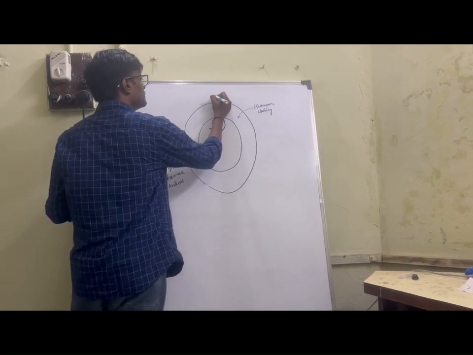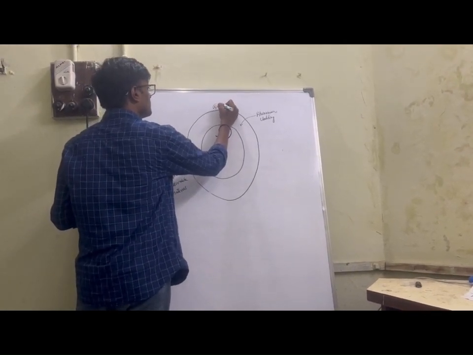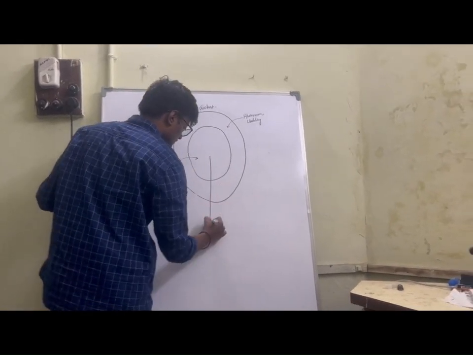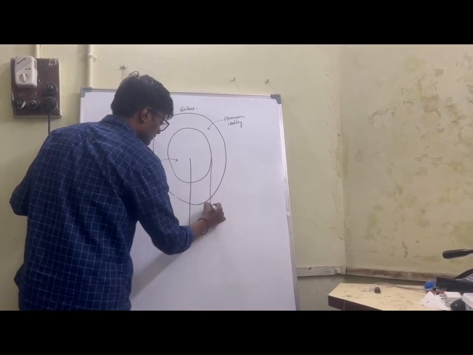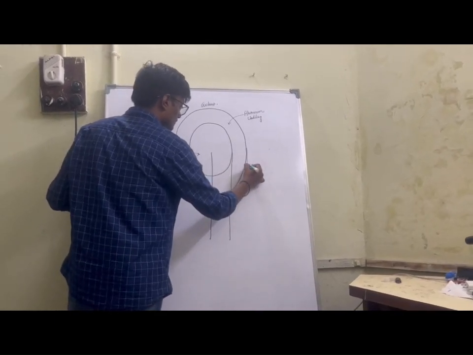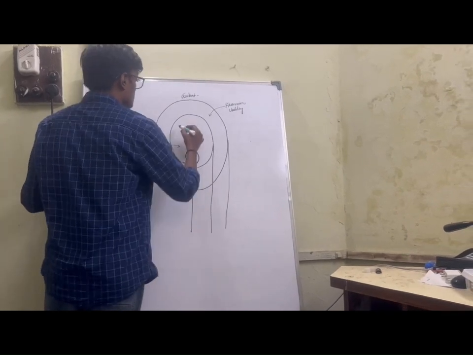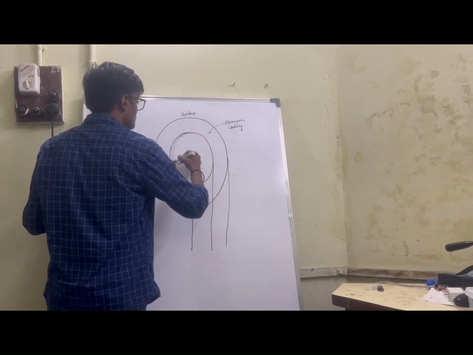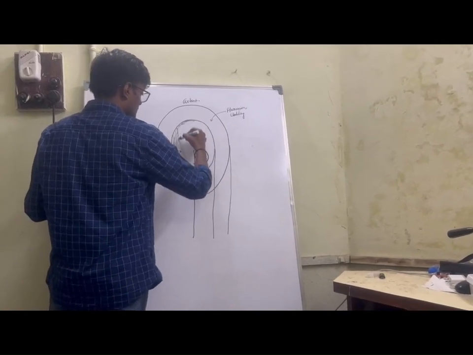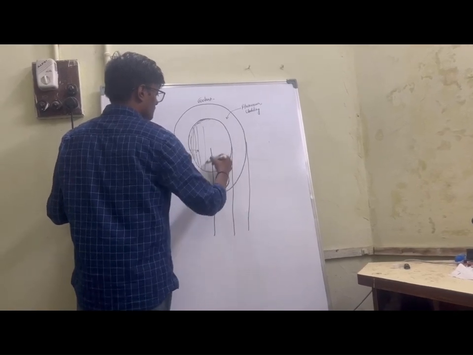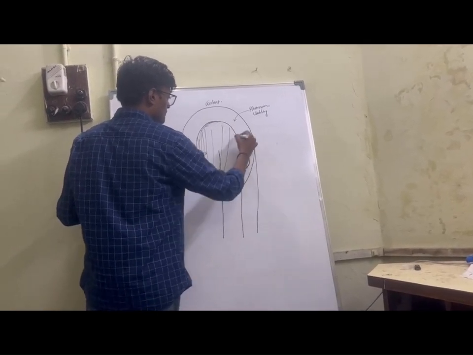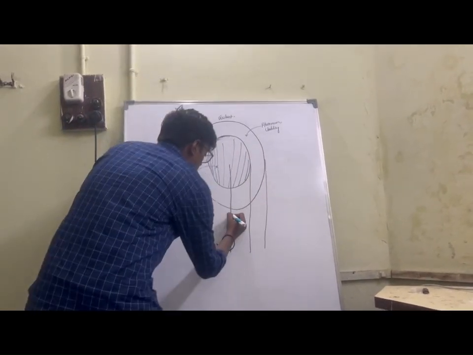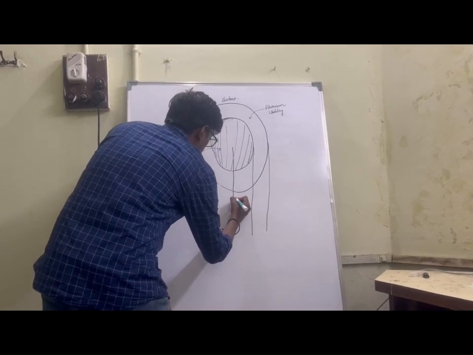Now this is the coolant. As you can see here, this is the aluminum cladding, which is the inner sphere. And from here the temperature is TF.